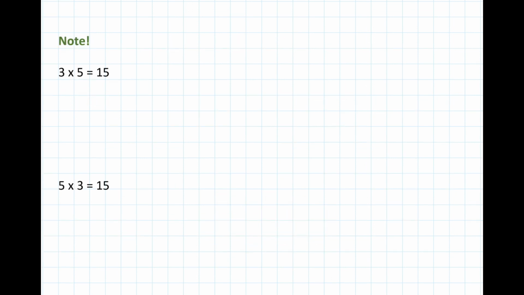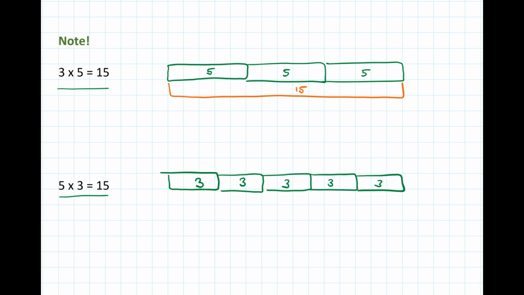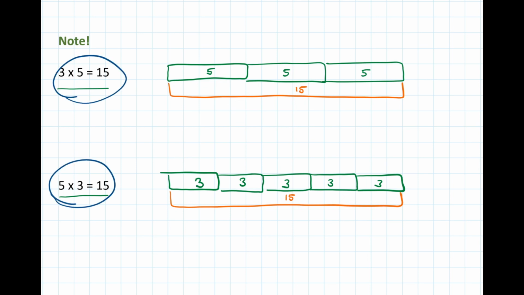It's important to know the difference between 3 times 5 and 5 times 3. In the first case, we have 3 lots of 5, which equal to 15. So we can represent this on the bar model as 3 lots of 5, which equals to 15. The second one, we can represent it as 5 lots of 3. And this also equals to 15. So take a moment to notice the difference between 3 lots of 5 and 5 lots of 3.